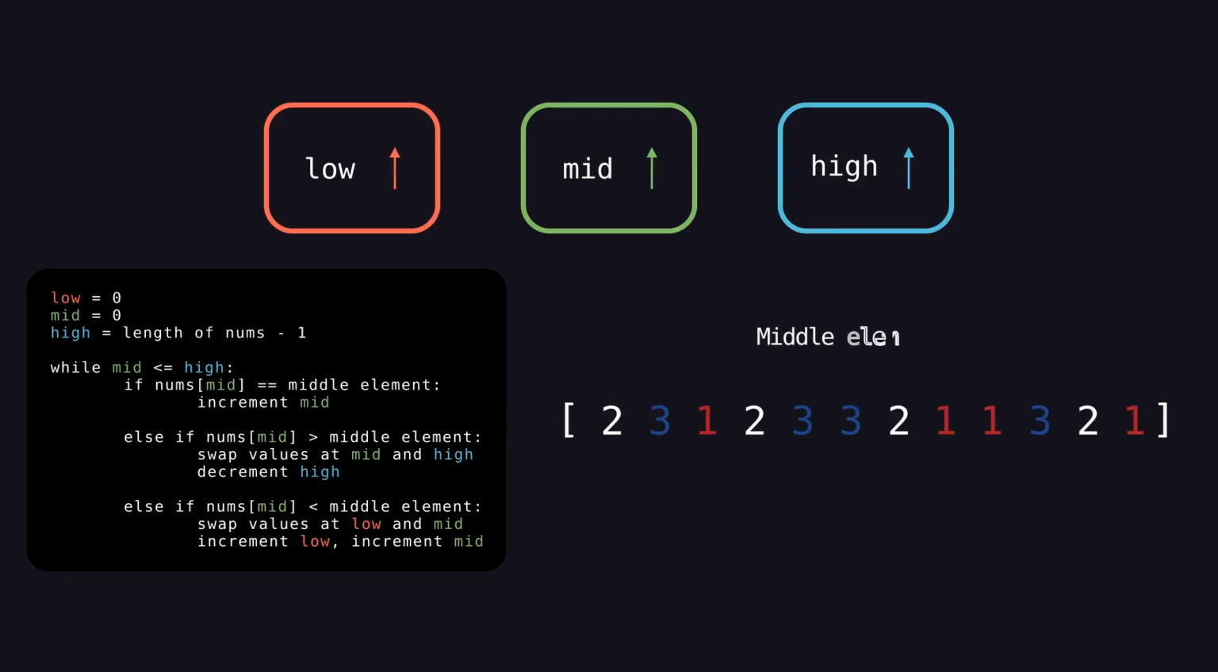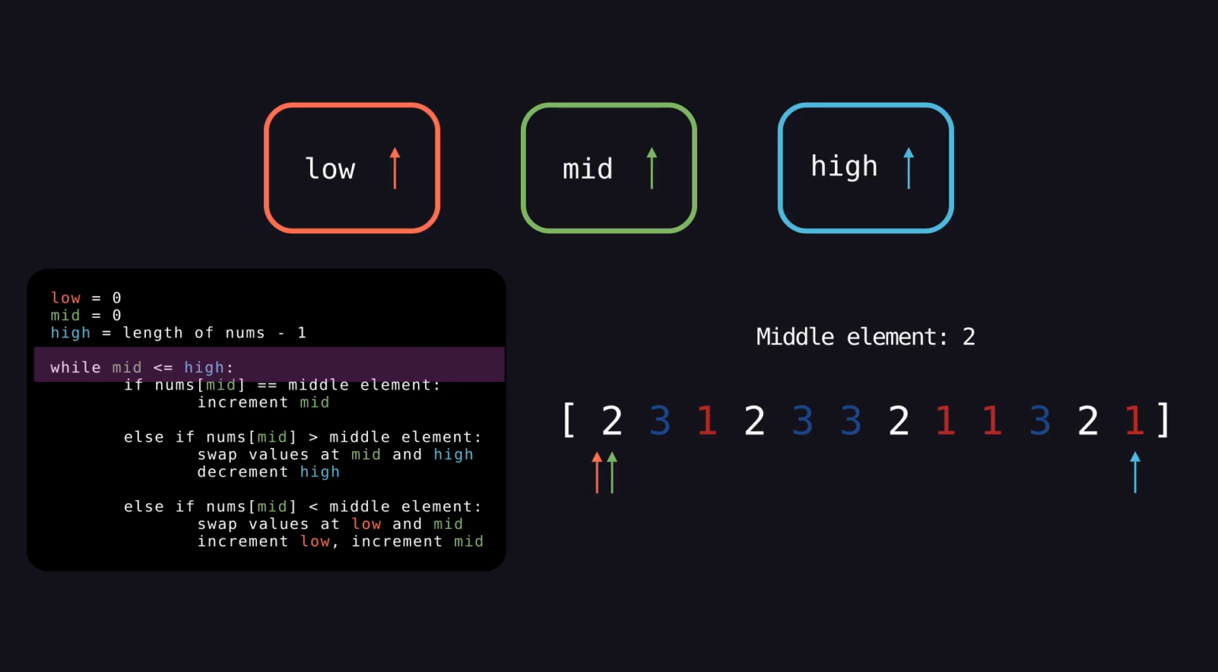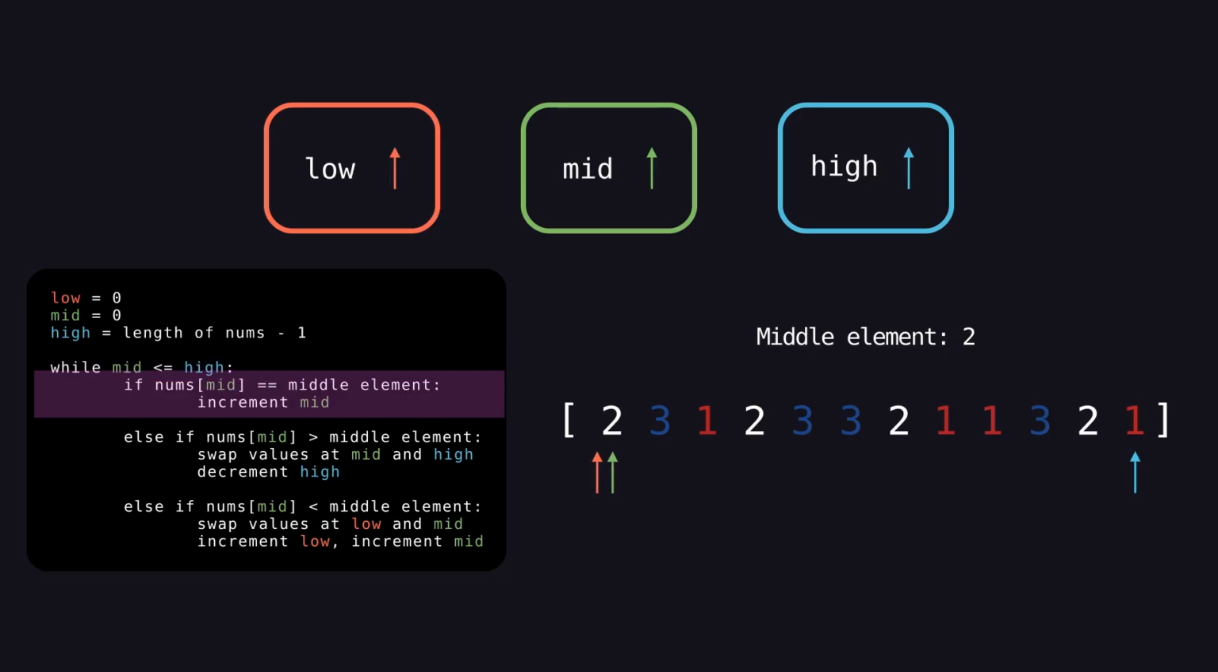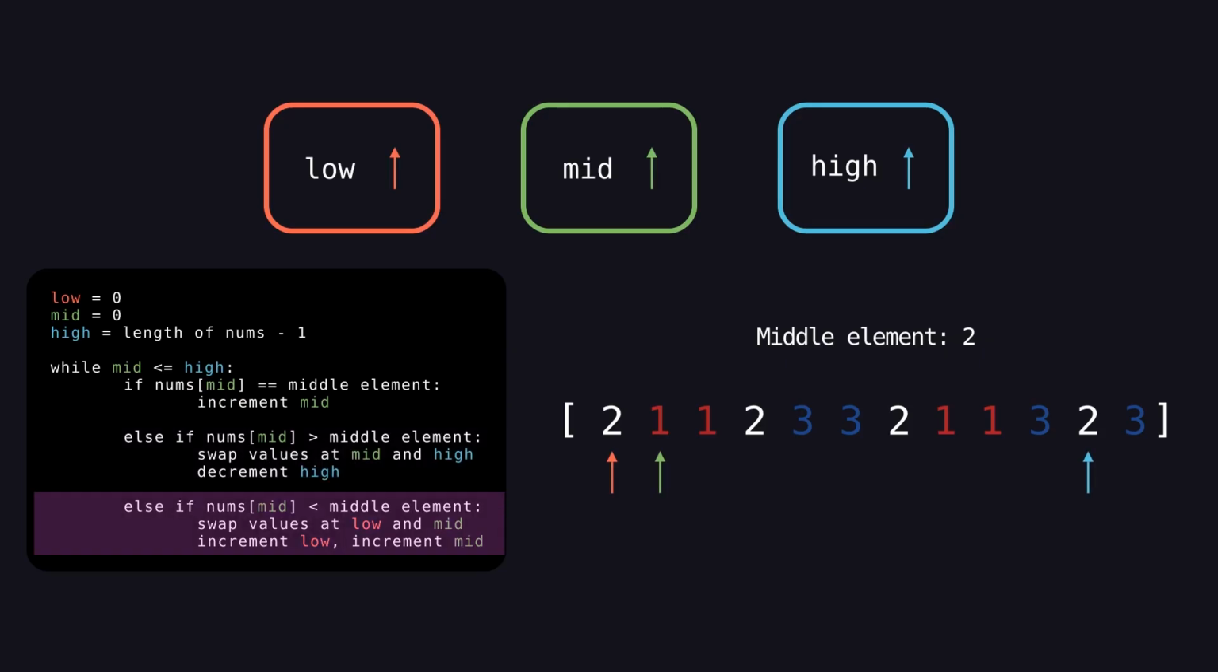This array consists of a low element of 1, middle element of 2, and high element of 3. We start low and middle pointing to the first index of the array, and high points to the last index of the array. While the mid pointer is less than or equal to the high pointer, if the value at mid is equal to the value of the middle element, we increment the mid pointer. If the value at mid is greater than the value of the middle element, we swap the elements at the mid and high pointers, then we decrement the high pointer. If the value at mid is less than the value of the middle element, we swap the elements at the low and mid pointers, then we increment both pointers.